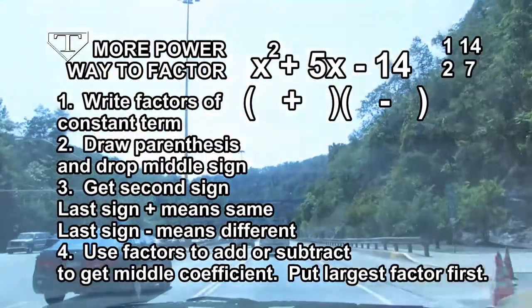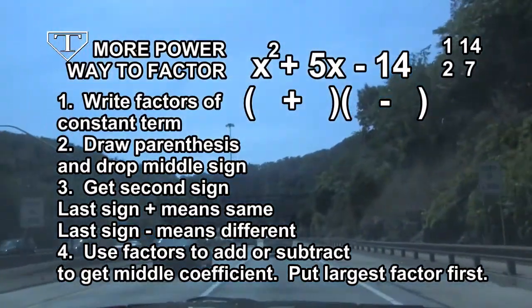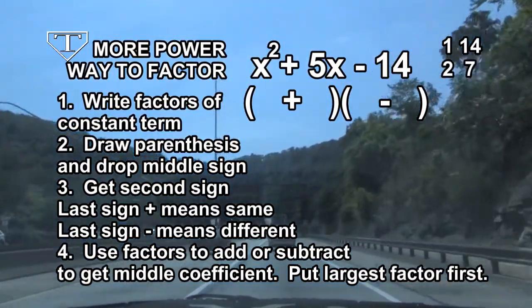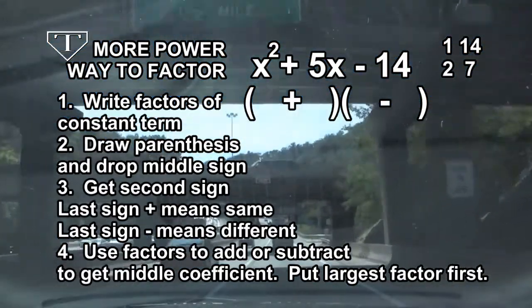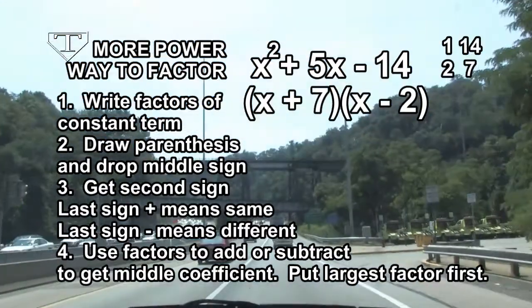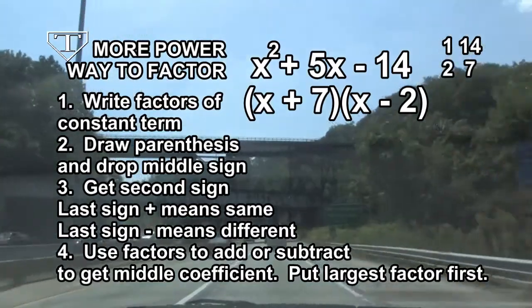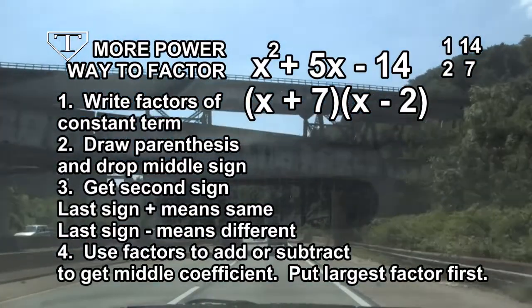Since the signs are different, we'll subtract the factors of 14 to get 5. The factors of 14 that subtract and get 5 are 7 and 2. We'll put our largest factor first, so the answer would be x plus 7 and x minus 2.